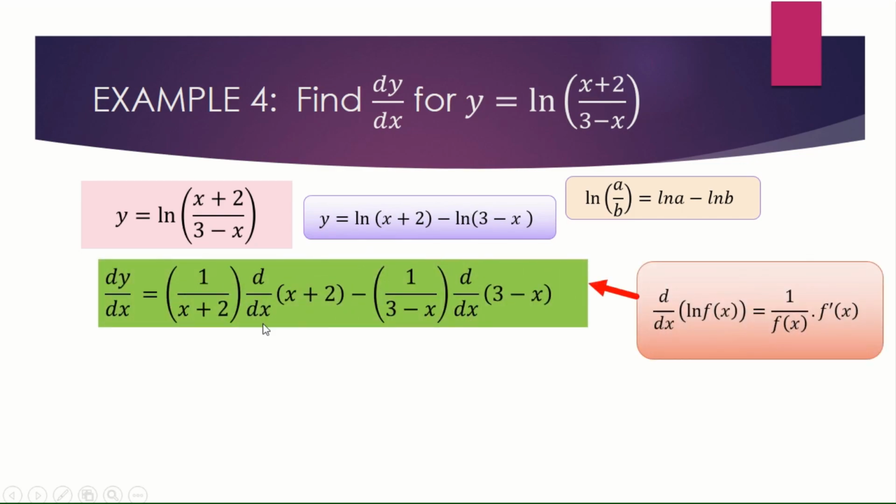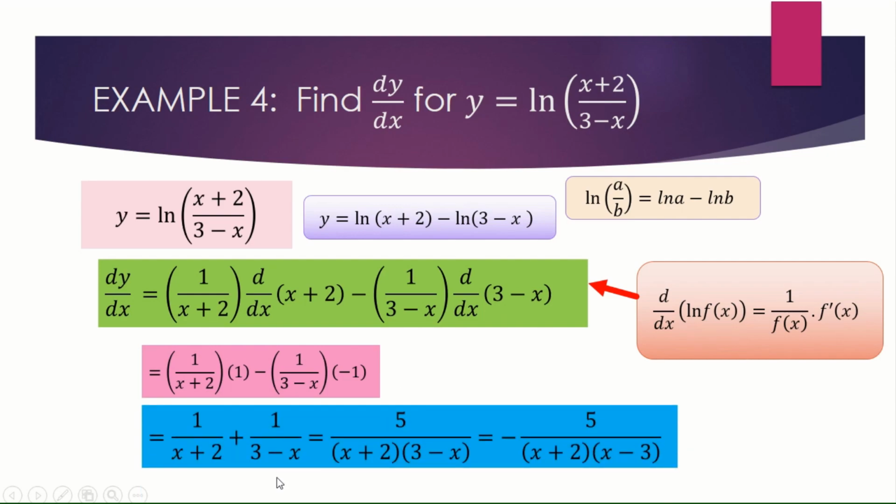Alright, if you differentiate that one, by using the ln f(x) differentiation, we get 1 over f(x) times f prime(x). So we are going to differentiate it one by one. Differentiate ln (x plus 2), we get 1 over x plus 2, multiplied with the differentiation of x plus 2, which is 1, minus 1 over 3 minus x, multiplied with the differentiation of 3 minus x, which is negative 1.